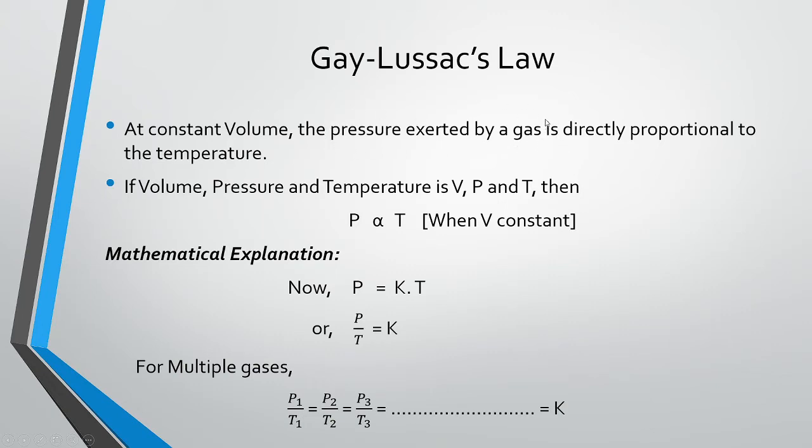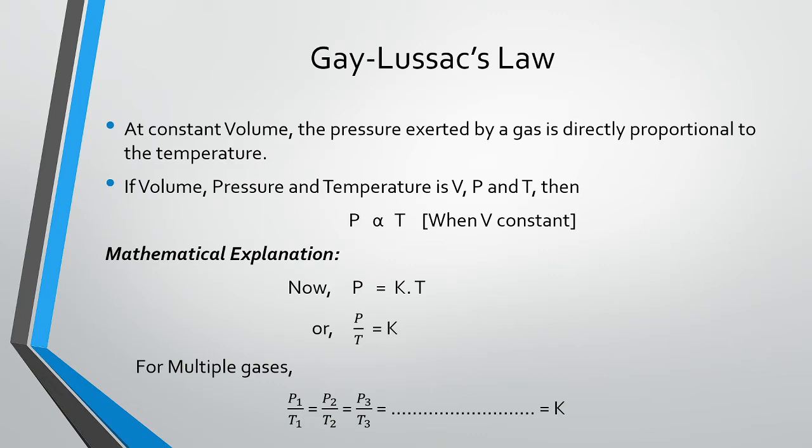You can search on the internet about what vapor pressure is. So the vapor pressure means the pressure exerted by a gas or a substance. So if volume is constant, then if we increase the temperature, the pressure exerted by a gas will also increase, and if we decrease the temperature, the pressure exerted by a gas will also decrease.